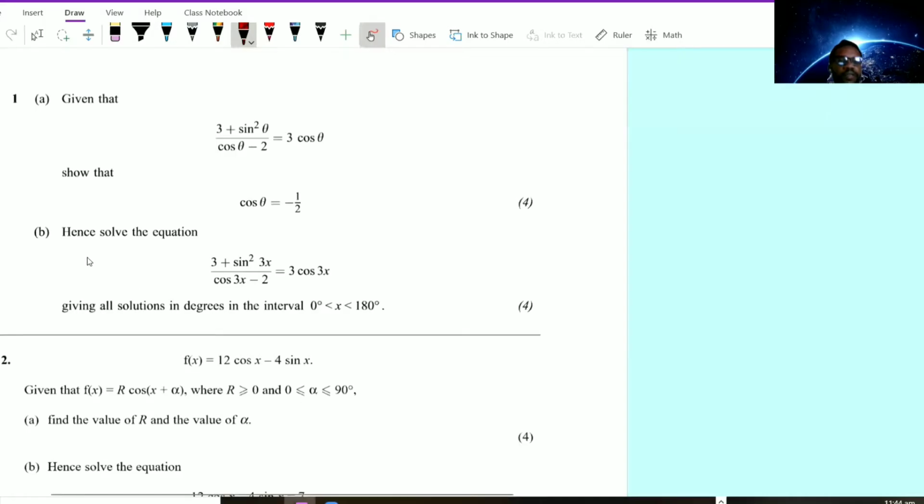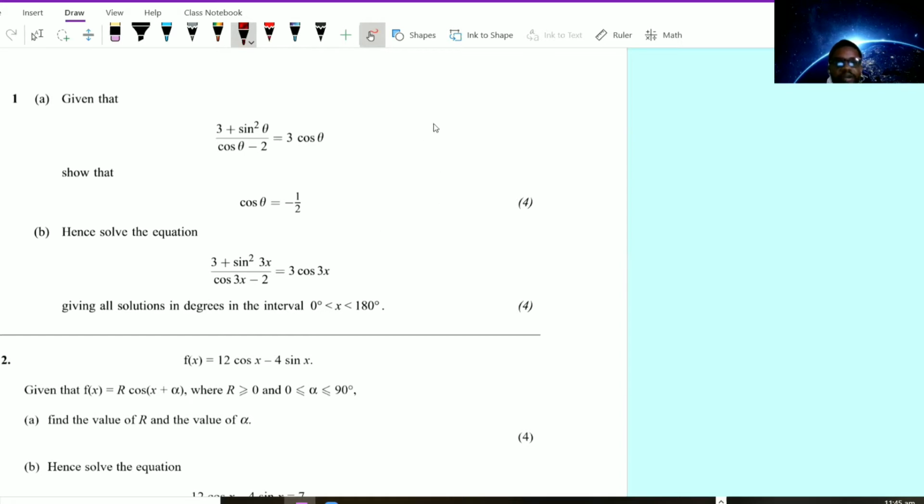All right, let's move on to part B. Hence solve the equation, all of this equal to 3 cos 3x. Well, what's the difference between this and the previous question? In the previous question, you had sine theta, cos theta, cos theta. Now you have cos 3x, sine squared 3x, and cos 3x.